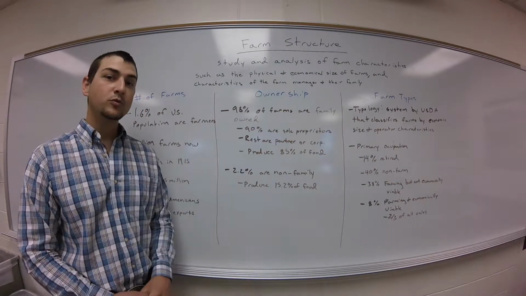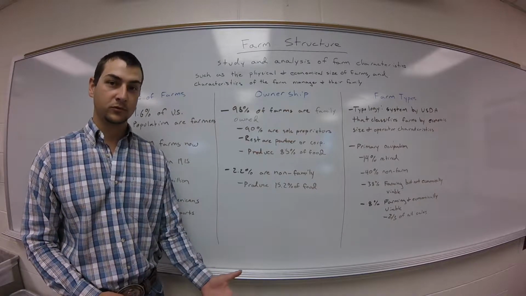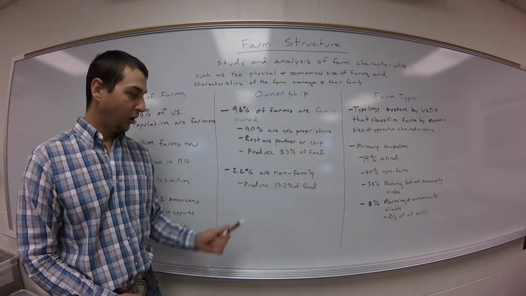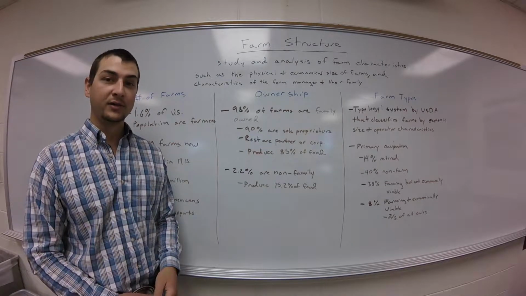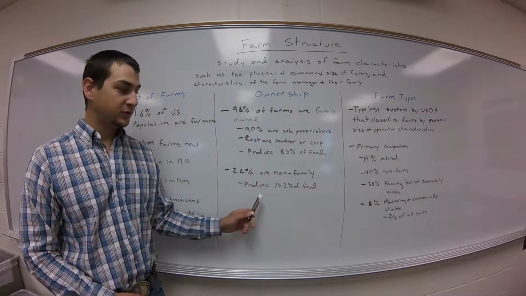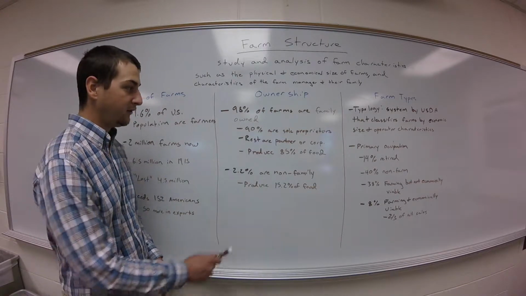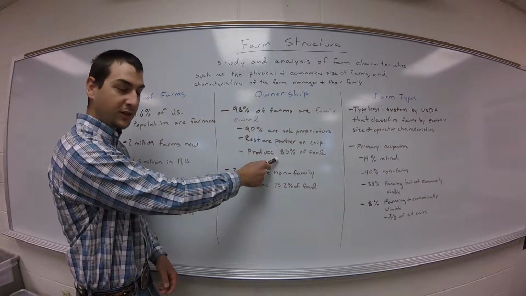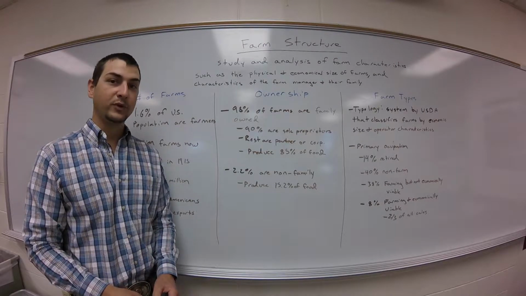In reality, only 2.2% of farms are actually owned by corporations or some kind of non-family entity. Only 2.2%. Compare that to the 98% that is owned by family. But an amazing statistic is these farms produce 15.2% of all of the food that we eat. So we have 98% of the farms producing 85%. And then we have another 2.2% producing 15.2% of the food that we eat.